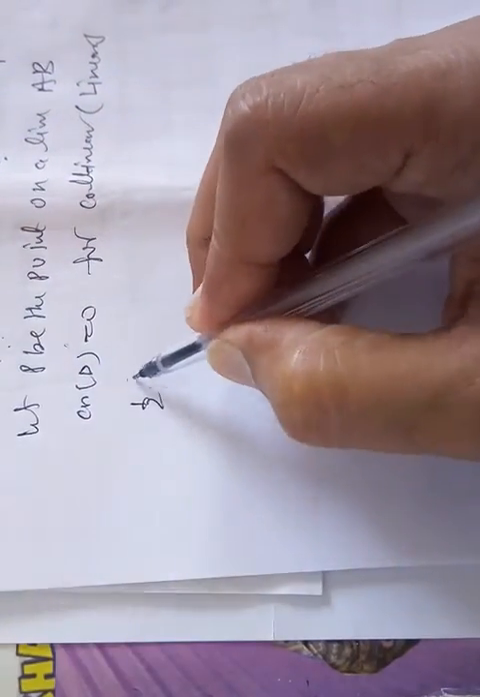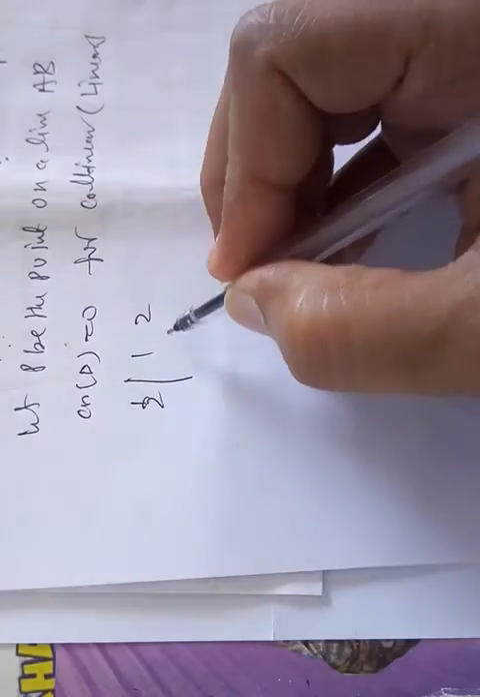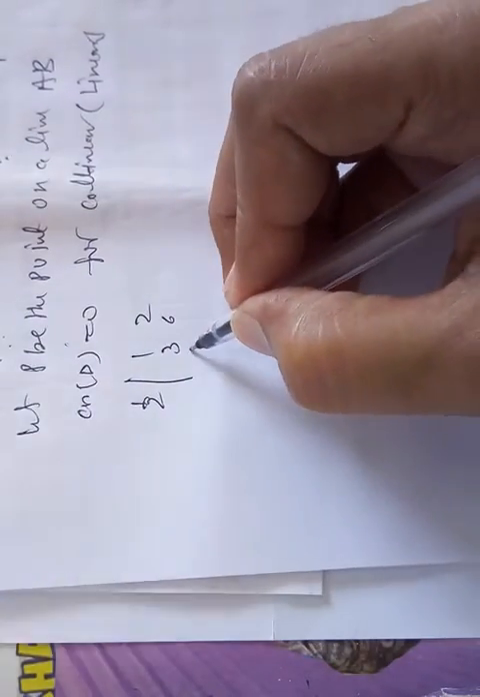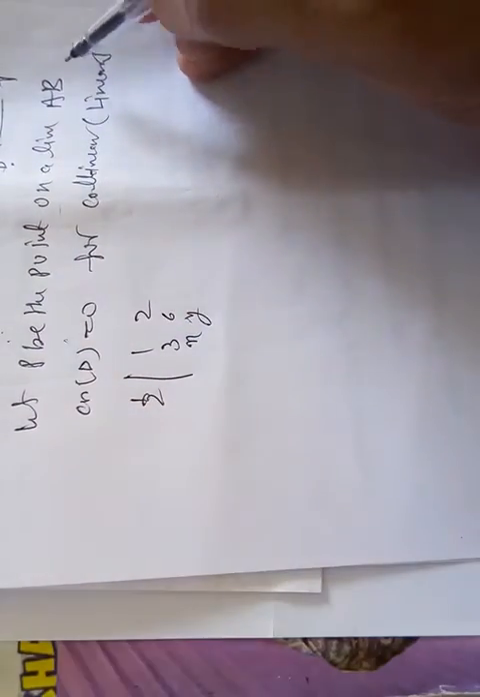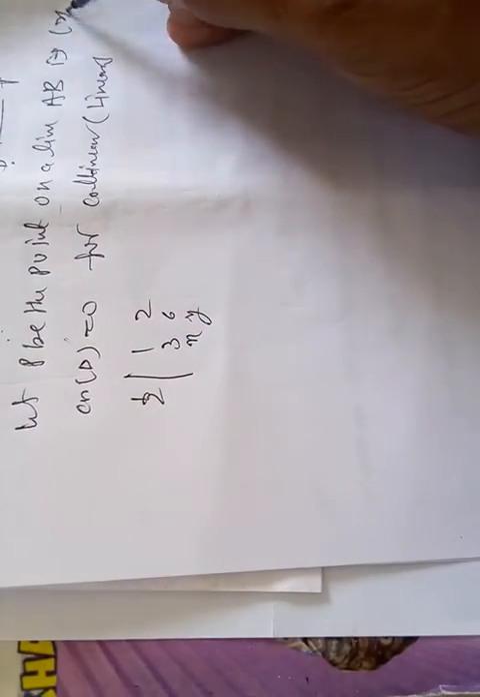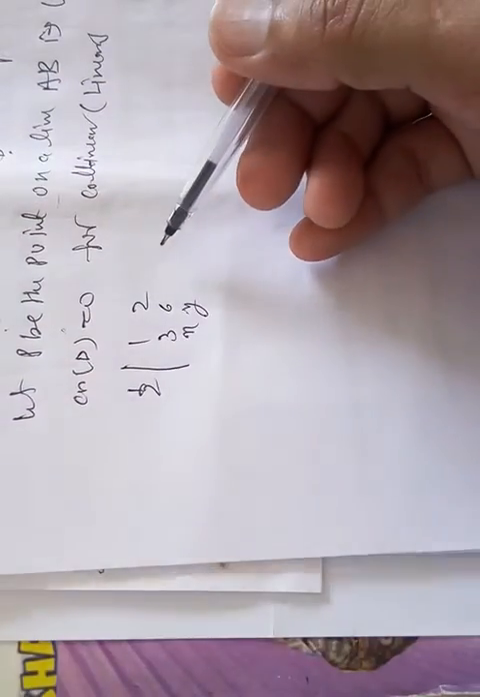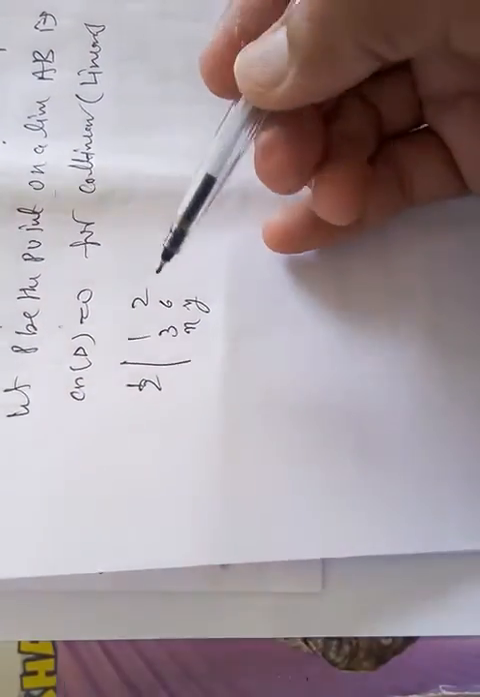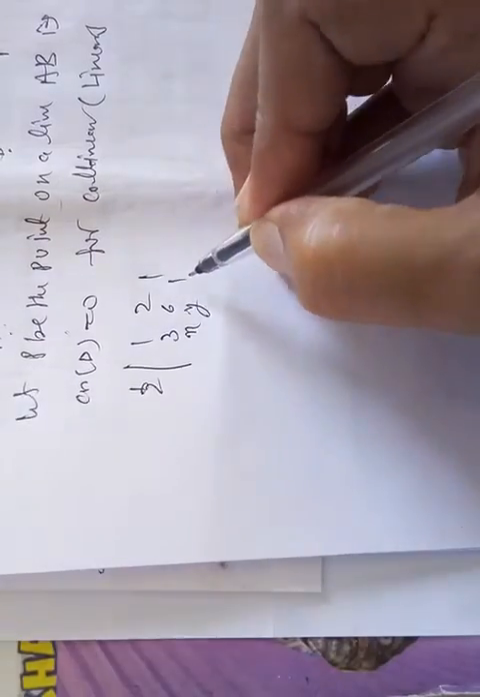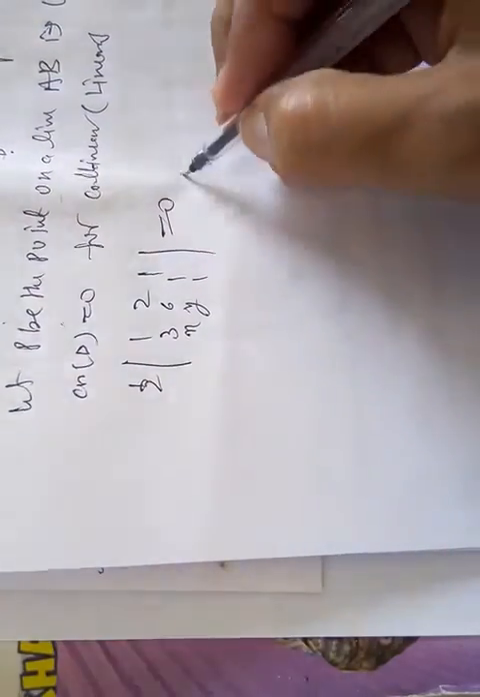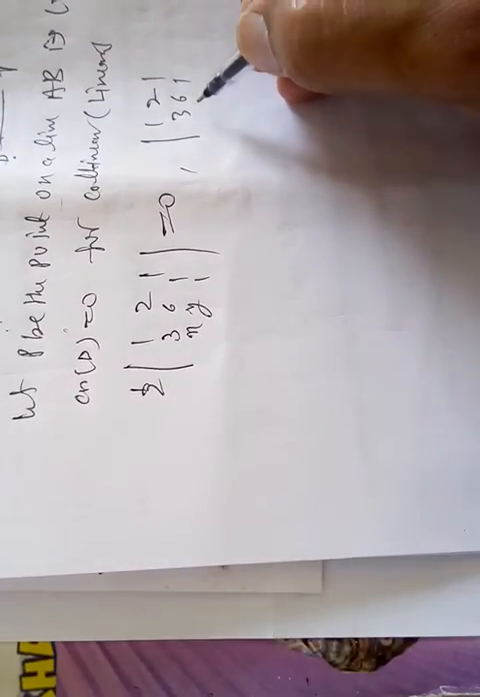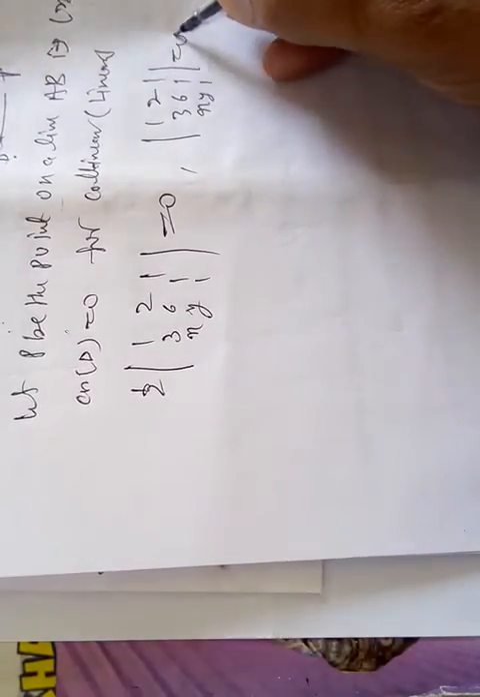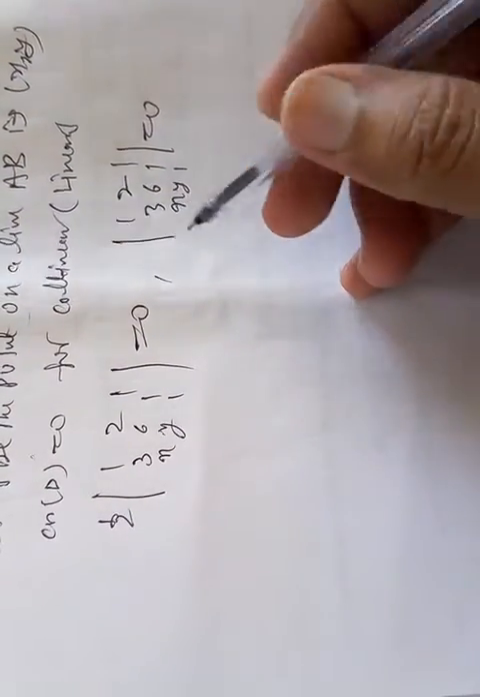So 1 upon 2 determinant of 1, 2, 1; 3, 6, 1; x, y, 1. The third point P of AB is (x, y), in 2 dimensions. So the equation of the line is in terms of x and y, and this determinant equals 0.